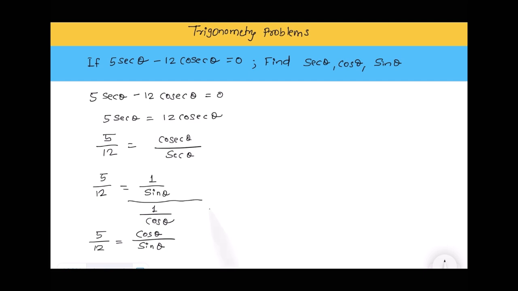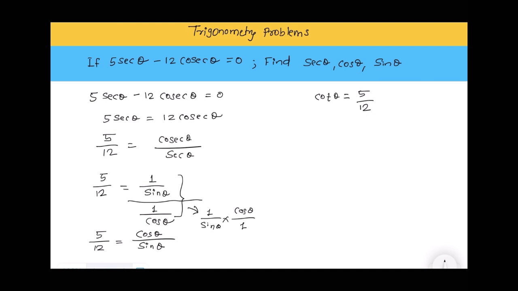How did we achieve this? We just simplified this. 1 upon sin theta into cos theta upon 1. This we have simplified and then we have derived cos theta upon sin theta. So 5 by 12 is equal to cos theta upon sin theta. Now do you remember what is cos theta upon sin theta? Yes, that's correct, cot theta. So we get cot theta is equal to 5 upon 12.